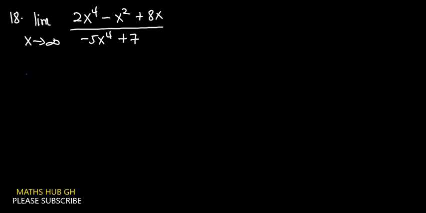Okay, so you are going to have the limit as x approaches infinity for x to the power 4, bracket open, 2 minus 1 over x squared, plus 8 over x cubed. Okay, this is what you are going to have.